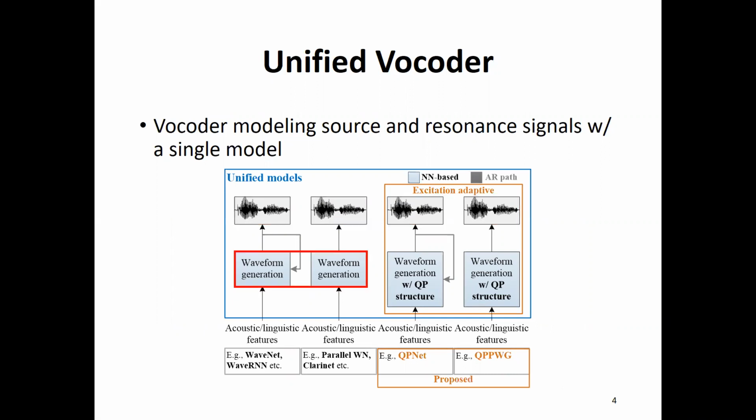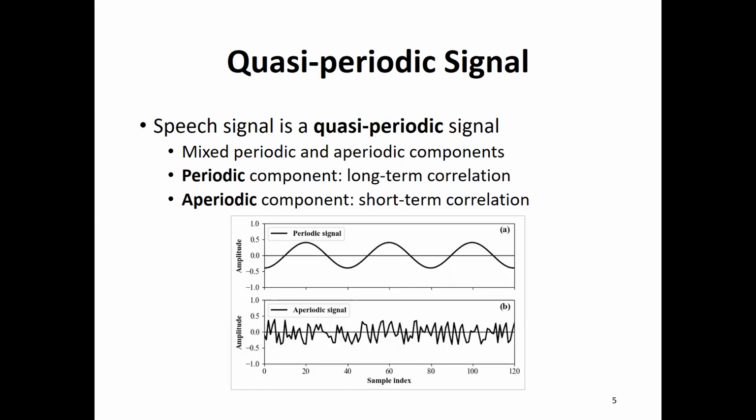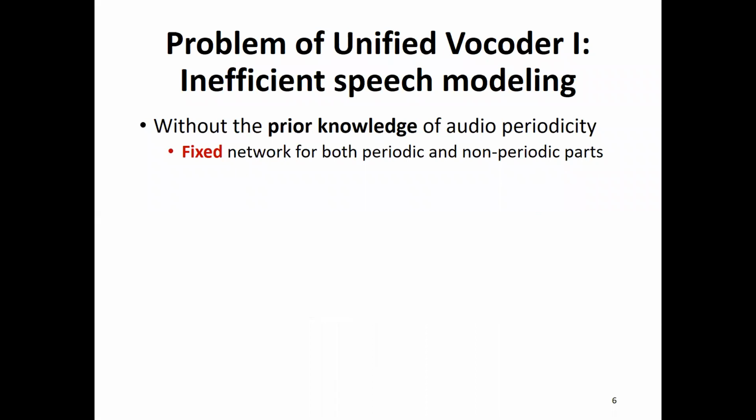However, there are some weaknesses of the current unified vocoders. So I would like to introduce our proposed QPNet and QPPWG in this episode. As we know, speech is a quasi-periodic signal, which includes periodic and aperiodic components. The periodic component has a long-term correlation, and the aperiodic component has a short-term correlation. As a result, modeling speech using a fixed unified network without any prior knowledge of audio periodicity is inefficient.